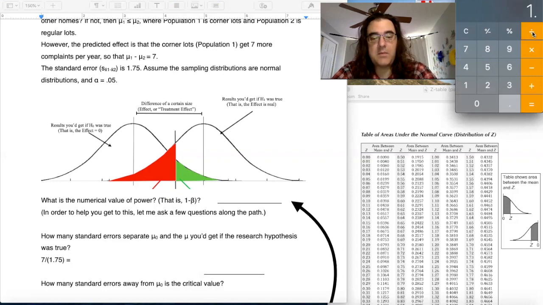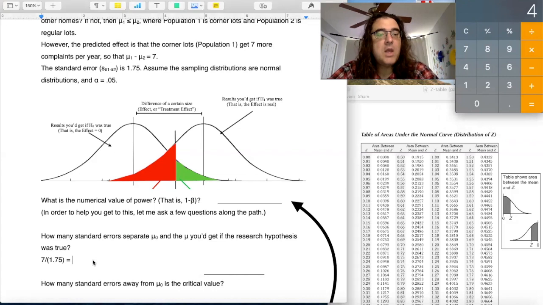7 divided by 1.75 equals, okay, so there are, in this case now, 4 standard errors that separate the middle of those two distributions.